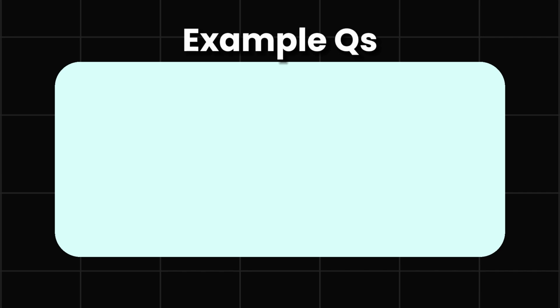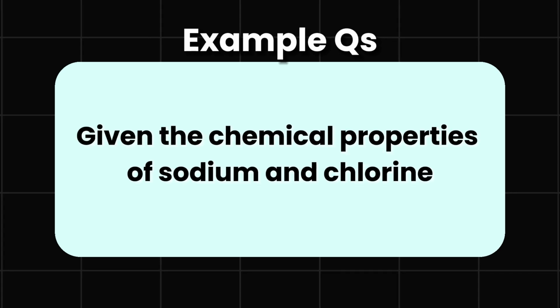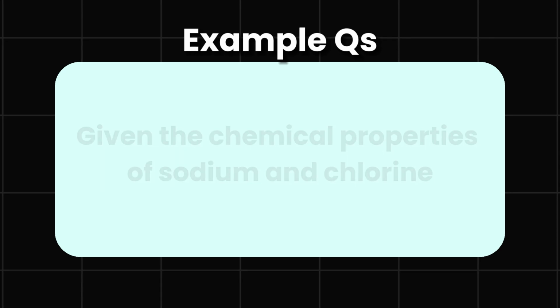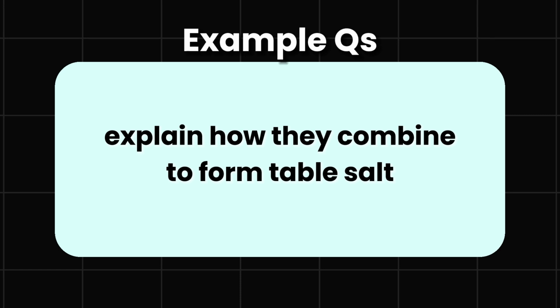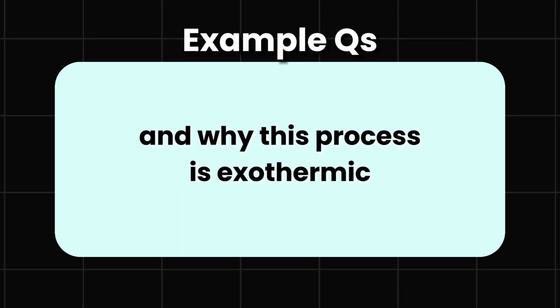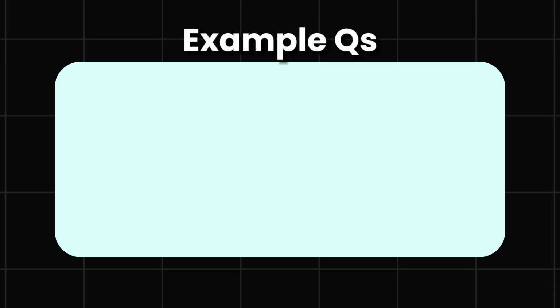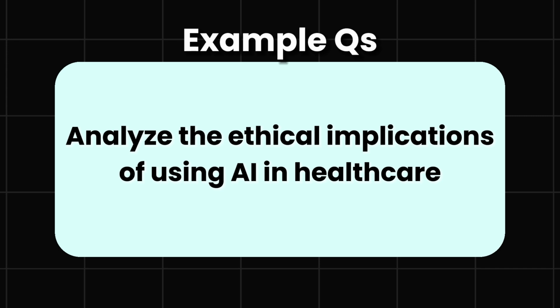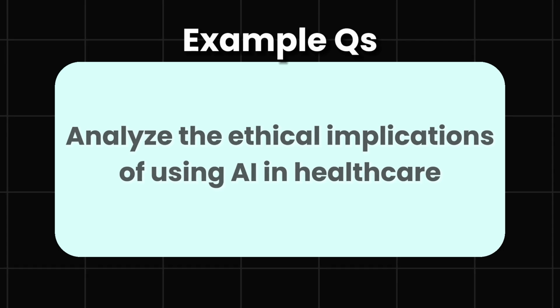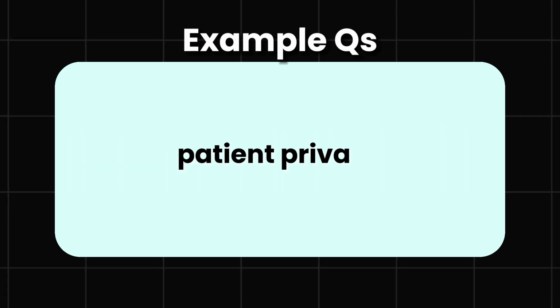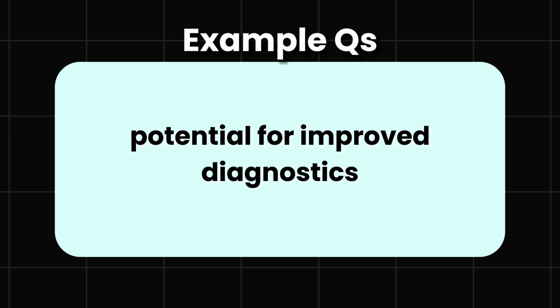And the questions can be, in chemistry, given the chemical properties of sodium and chlorine, explain how they combine to form table salt and why the process is exothermic. Or in computing, analyze the ethical implications of AI in healthcare, considering both patient privacy and potential for improved diagnostics.